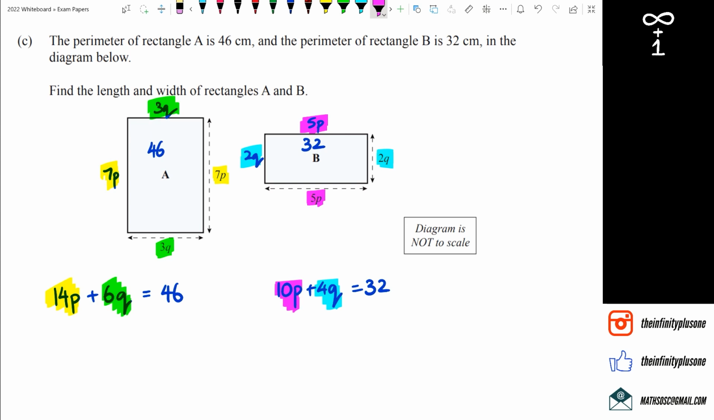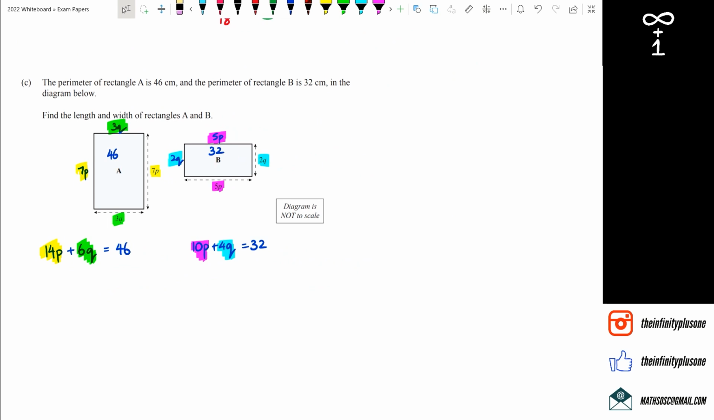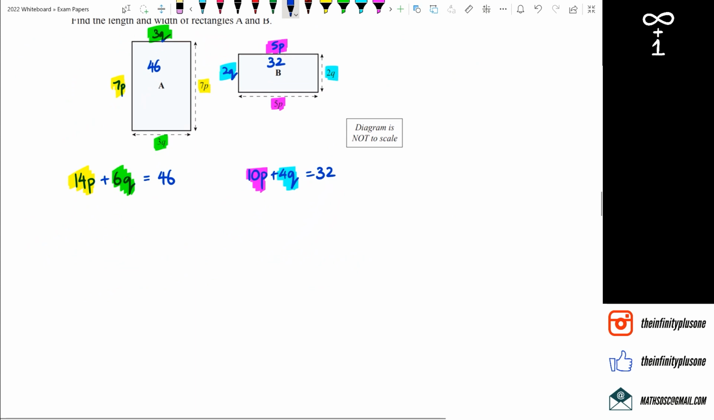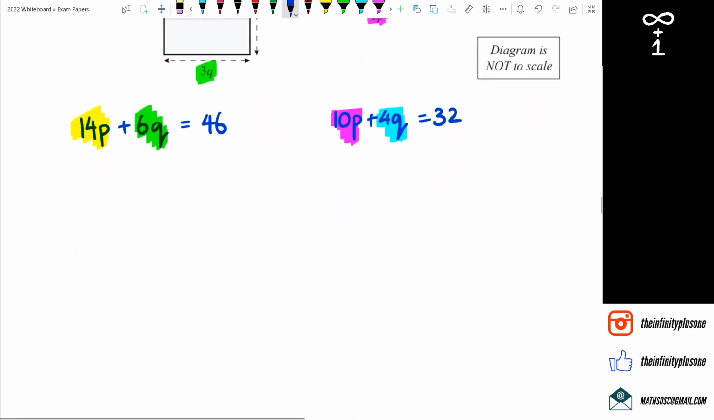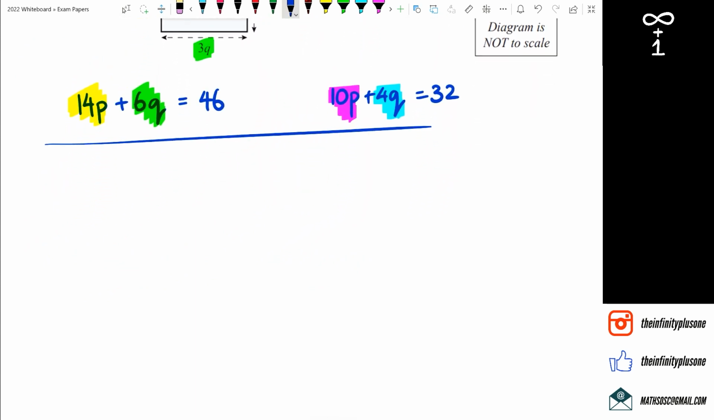So once I've set up those two equations, now it's just a matter of doing simultaneous equations. Let's see if I created enough space here. So I'm going to write my two equations up here. Oh no, we can just do it actually. So let's just drop a line here. So I've got 14p plus 6q equals 46. Then I've got 10p plus 4q equals 32.